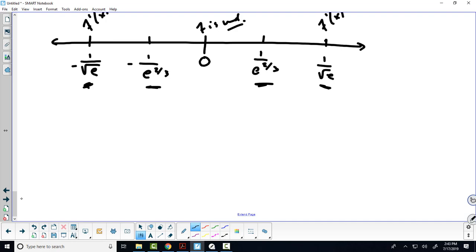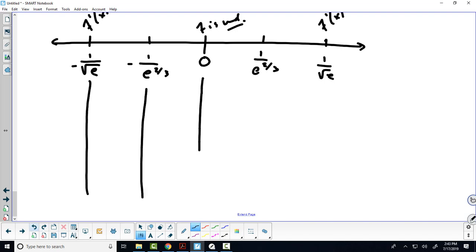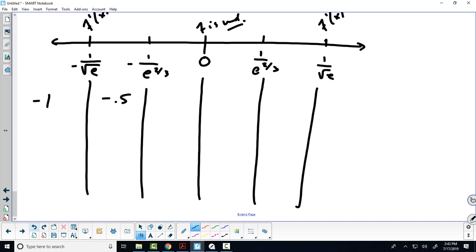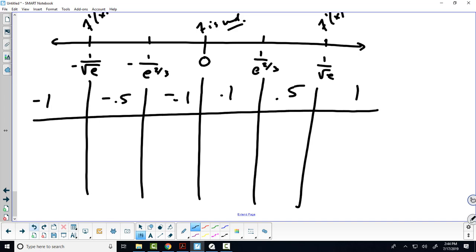Okay, so I can now take test points on all sides of those. So let's go ahead and do that. We could take, for instance, -1, -0.5, -0.1, 0.1, 0.5, and 1 as our test points. And then we'll first determine the intervals for which we're increasing and decreasing.